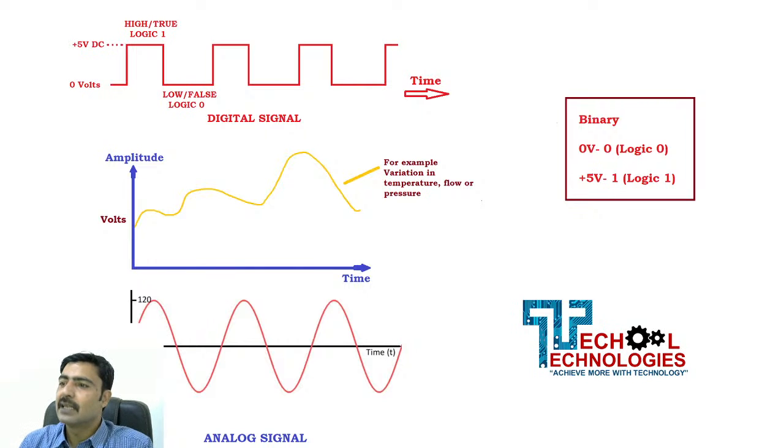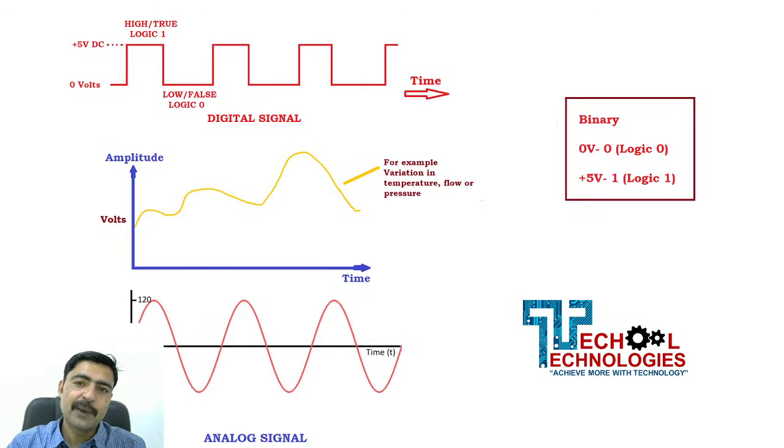So what is a digital signal? Whenever there is a situation or condition where there are only two situations, yes or no, true or false, high or low, 5 volt or 0 volt. There is no if or else, or this or that. Only two conditions are there. Fixed: on, off, or you can say false, true, low or high, 0 or 5 volt.